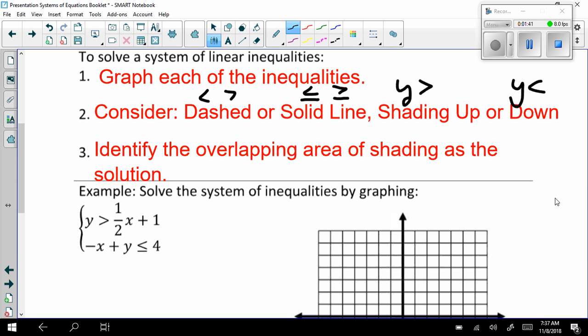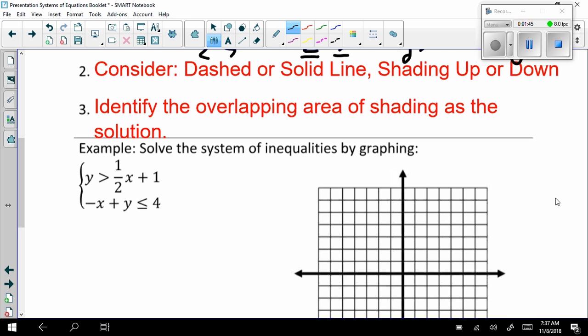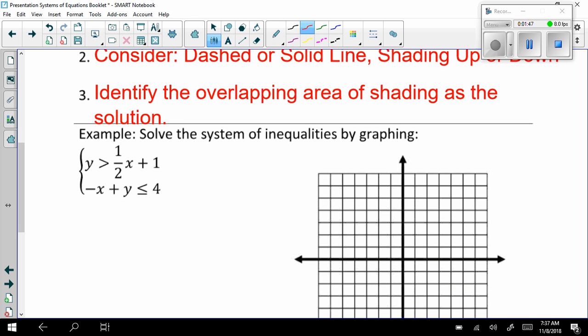So let's look at our example here. We're going to start by graphing. My first one is already in slope-intercept form here. Because it's just a greater than, it's going to be a dashed line. And because it's greater than, I'm going to shade up.